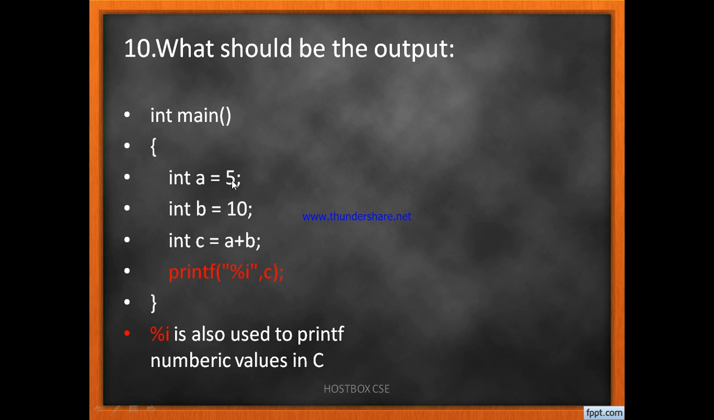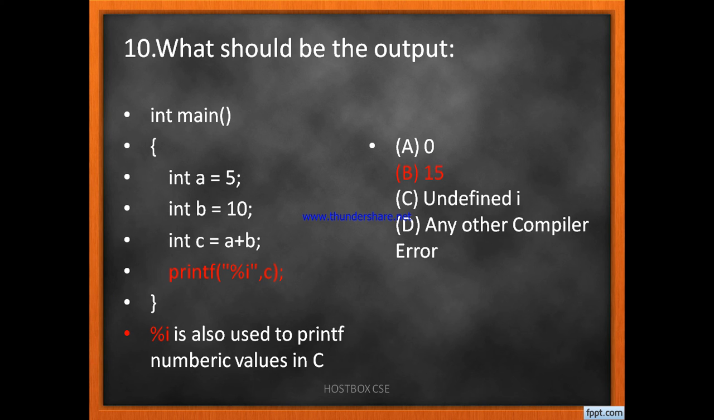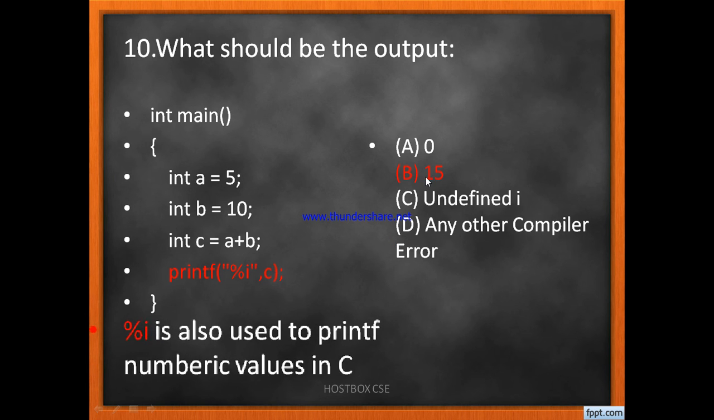Here int main is given, int a = 5, b = 10, c = a + b, and print %i comma c. You already know what %c, %s, %d are. Majority of programs are like that only. The answers given are 0, 15, undefined i, any other compiler error. So I am going to pick 15.